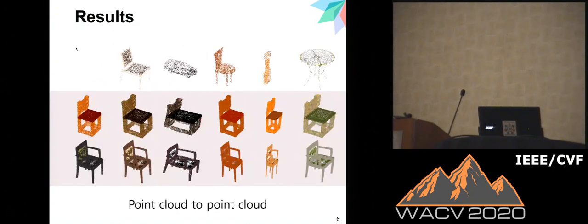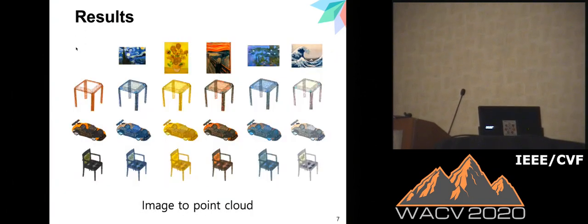Here we show some stylization results from point cloud to point cloud. The left column is the content. The style row shows the style point cloud. We can see that the general shape and or color distribution in the style point cloud is successfully transferred to content point cloud. We show another example.